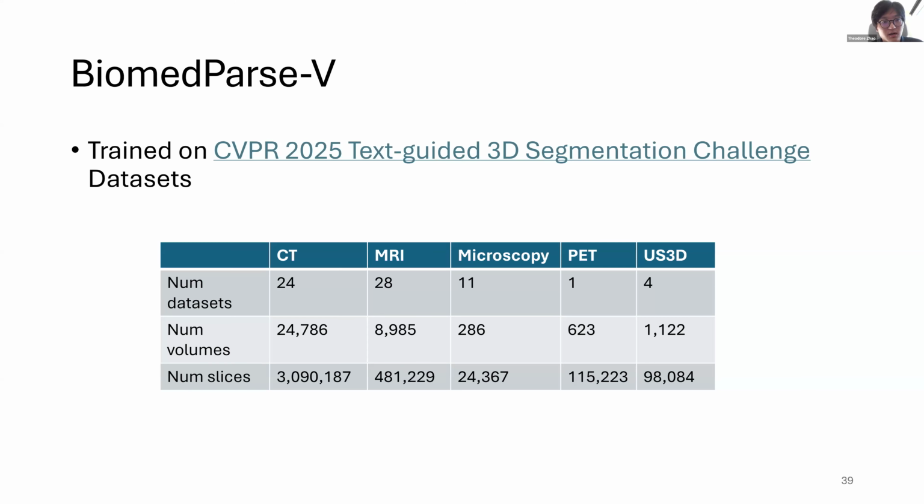We train this model on the CVPR 2025 text-guided 3D segmentation challenge datasets. This dataset contains 5 different modalities: CT, MRI, microscopy in 3D, PET scans, and ultrasound in 3D. They were collected from many different open source datasets. The total number of volumes and the number of slices that we created in the aforementioned way is a few million. So this is a pretty big dataset to train the model.